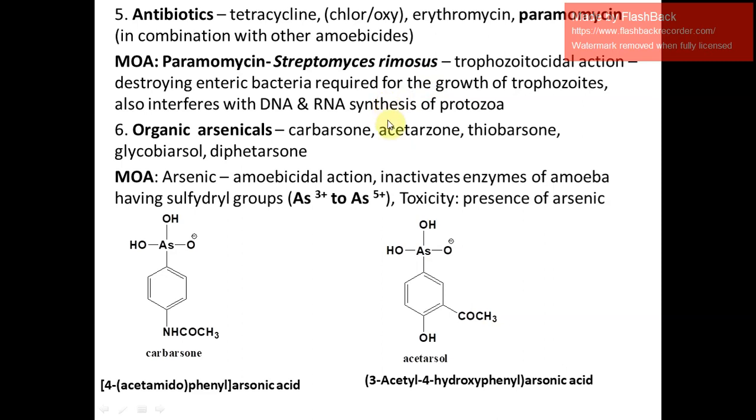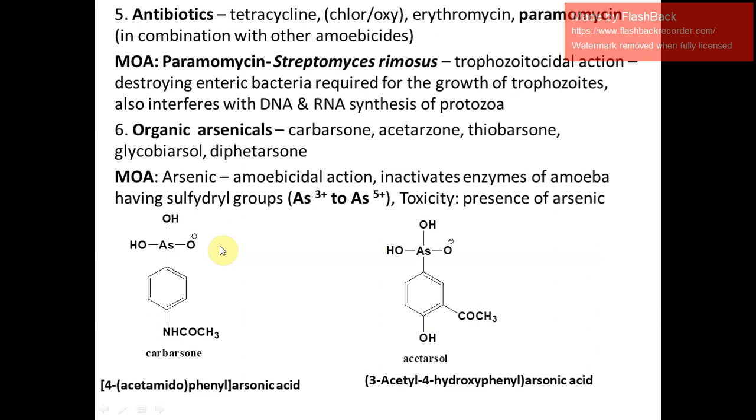The next category is organic arsenical. You can see arsenic. Arsenic actually is a very heavy metal, and it is a slow poison. That is why these organic arsenicals are not much used. Now, clinically not a single member of this is used, but it is also one of the chemical classes, that is why we are studying it. So arsenic actually has amoebicidal action.